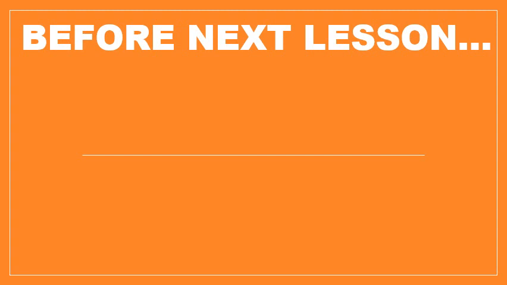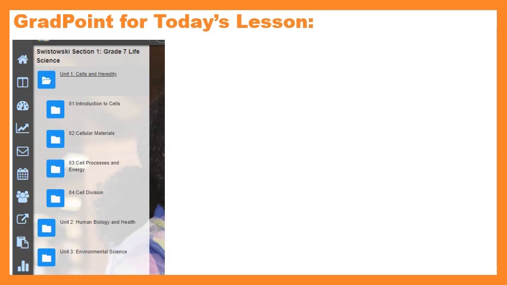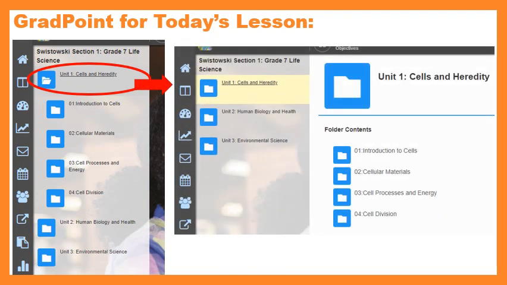Okay, so what do you need to do for today, for Thursday? You need to read Energy from the Sun all the way to Respiration on Grad Point, and you also need to take Quiz Energy from the Sun and Quiz Respiration on Grad Point. So how will we get to that? Well, we're going to go on Grad Point. We're going to click Unit 1. It's going to take you to the screen. Today we're clicking on number 3. So not Introduction to Cells, not Cellular Materials. We are all the way on number 3, Cells, Processes, and Energy.